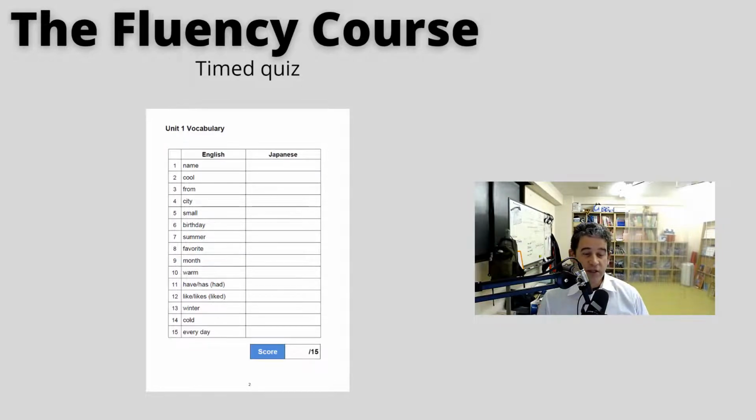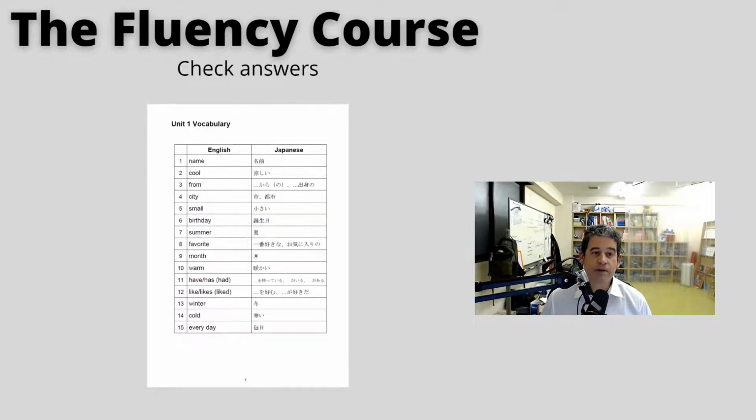Next, we'll have the students turn the page to the actual quiz page. And we'll use a timer for this. We'll use a timer quite a bit in the Fluency course. I find it adds a bit of urgency, a bit of meaning to the class in a way that might not otherwise. So we give our students 2 minutes for this, and they have to go through and write down the Japanese for each English word. Pretty simple. When the timer runs out, we say, okay, stop there, let's check the answers.